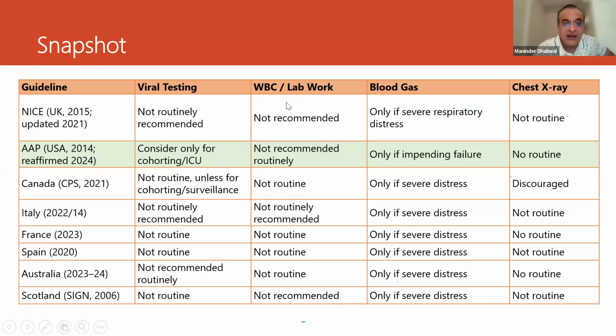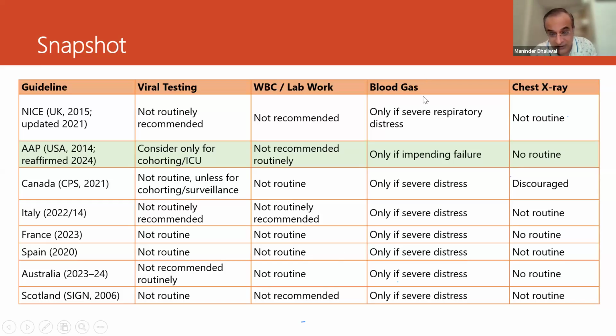So WBC and lab work is not recommended by many of the guidelines, but we have a tendency to send the CBC and fall for the high leukocytosis and also for leukopenia. It can happen both ways, but it will not change the management. High WBC does not mean bacterial infection, and low WBC does not mean that there is severe bone marrow suppression. It does not mean you need to give antibiotics just because it has happened.